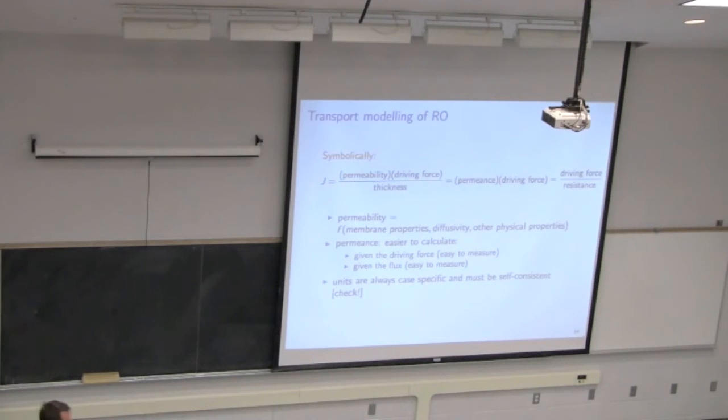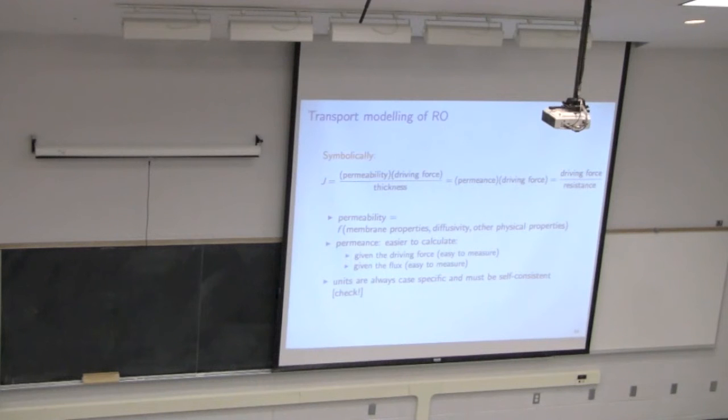So we've looked at several membranes up to now, and the final membrane we're considering is the reverse osmosis membrane. The standard equation for all the modeling is that our flux leaving the membrane is a product of two terms, permeance and driving force. Another way you can see that is driving force divided by resistance.